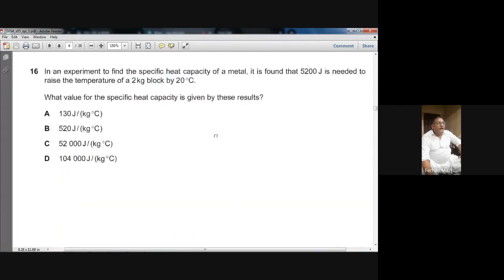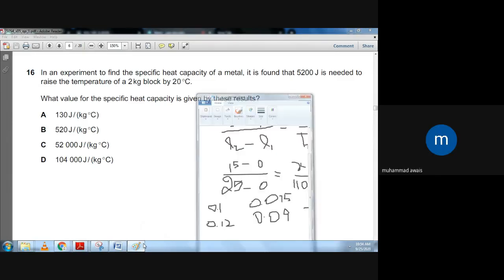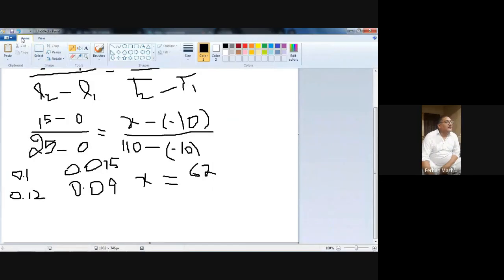Okay, so here on your screen we have question number 16. Paper is 2005 summer. In an experiment to find the specific heat capacity of a metal, it is found that 5200 joule is needed to raise the temperature of a 2 kg block by 20 degrees centigrade. What value of the specific heat capacity is given by these results? So you can apply the formula. 5200 divided by 40. Yes, apply the formula.